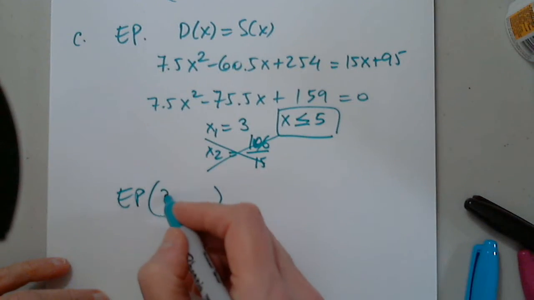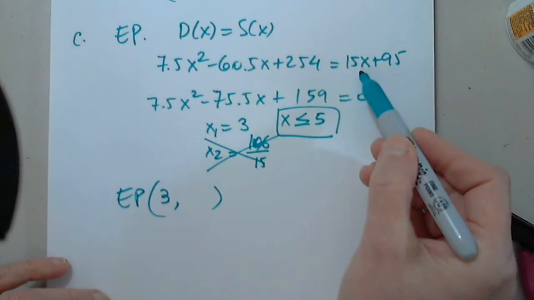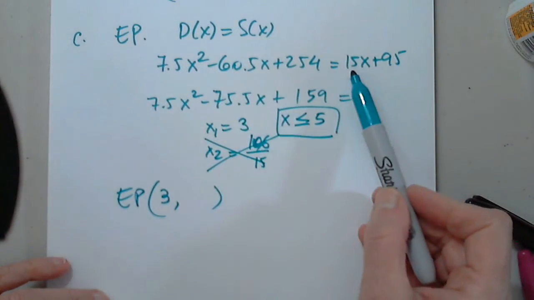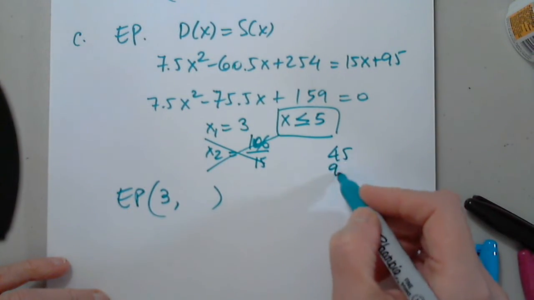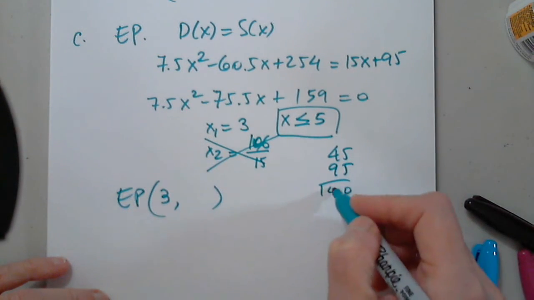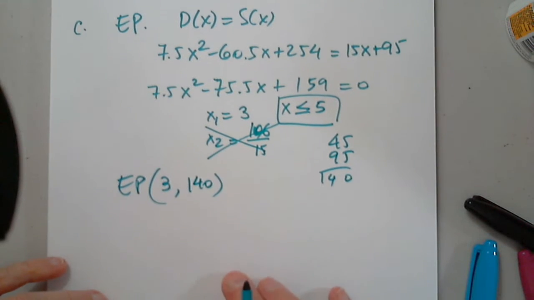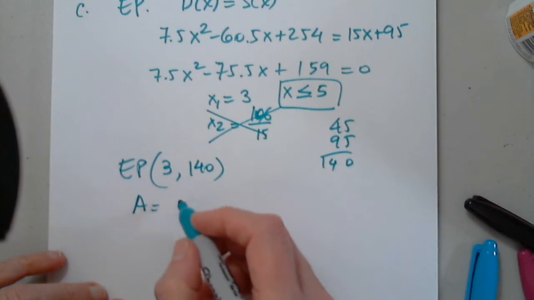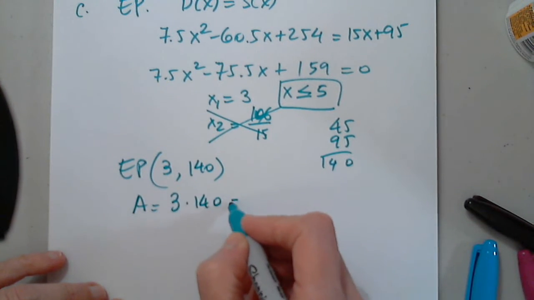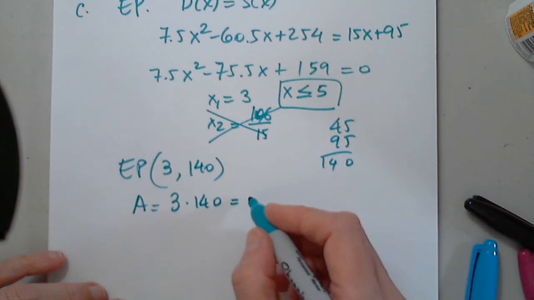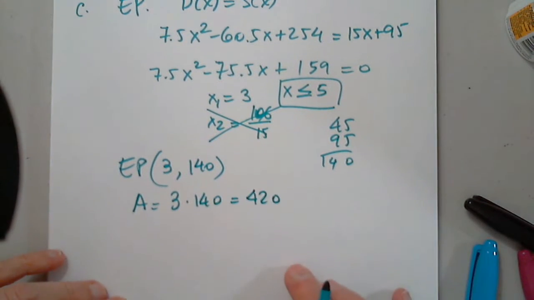has to be determined. 3 comma, and now it doesn't matter if I plug in here or here, right? So this is 45. 45 plus 95 is 140. Now I determine the area right away, which is 3 times 140. So this is 420?